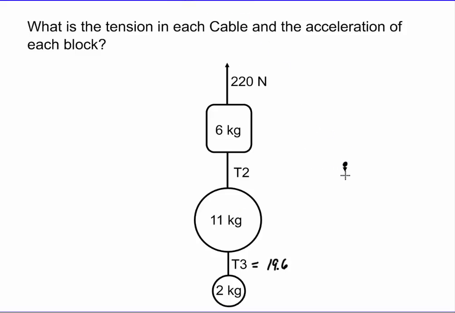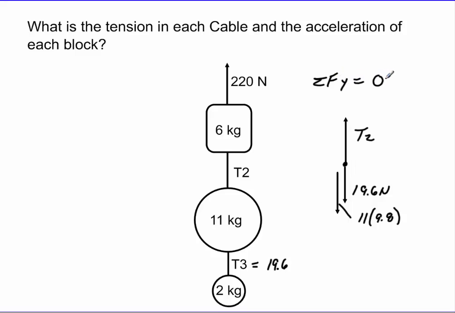So what you do first, you're going to have two forces coming down. You're going to have 19.6 coming down, and you're going to have 11 times 9.8 coming down. And then you're going to have T2 going up. T2 has to be equivalent to all those. So all you're doing is summation of forces in the y direction is equal to 0 because acceleration is equal to 0.